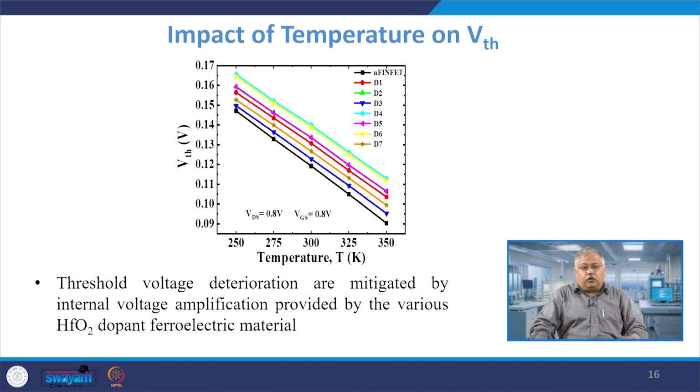As the temperature increases, the threshold voltage comes down drastically, and as you can see, it comes from 0.17 to approximately 0.11, about 0.06 volt difference, so 60 millivolt difference is there, right. To an extent, threshold voltage deterioration is mitigated by internal voltage amplification when you operate in that region of stability.